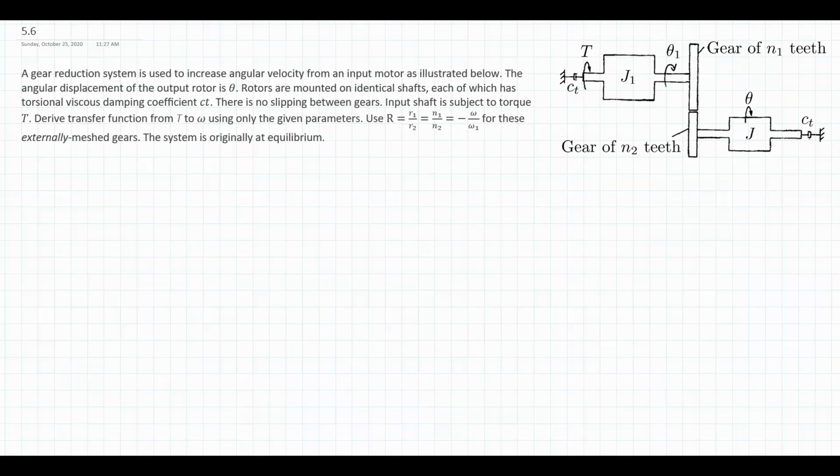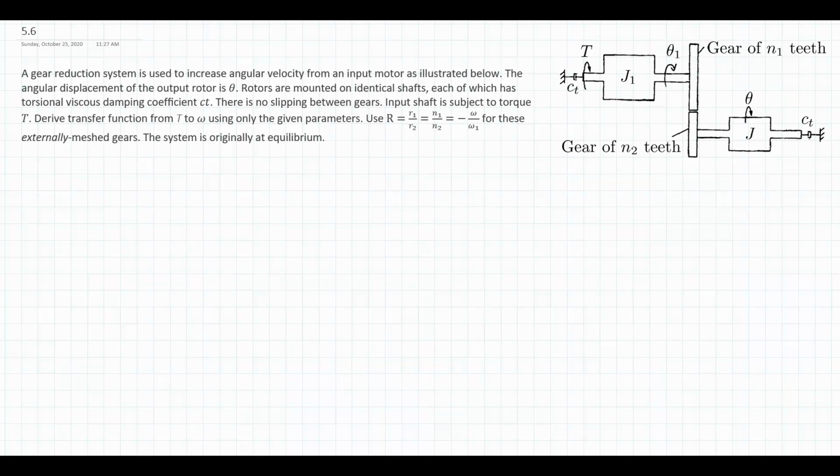In this mechanical system, we have two rotors that are externally meshed together with gears. We have an input torque on the first rotor, and ultimately we want to find how that input is going to affect the output of the angular velocity of the second rotor.